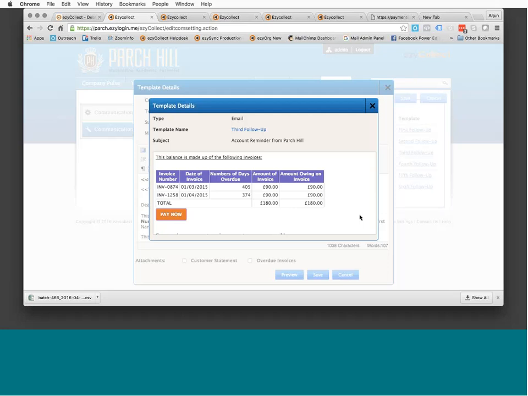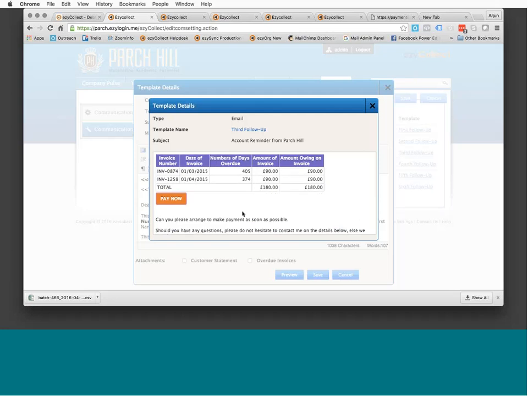So it's actually going to consolidate the follow-ups into one email. If your customer has 10 overdue invoices, it's going to put them into one email. It won't send your customer 10 emails for every invoice. It has the smarts to actually consolidate that into one particular email.